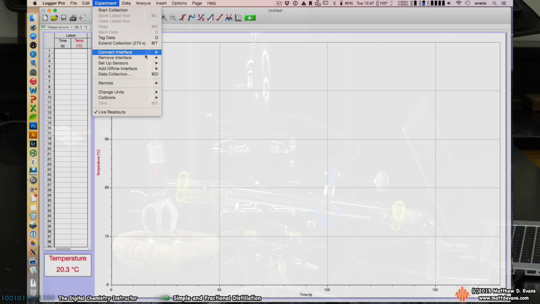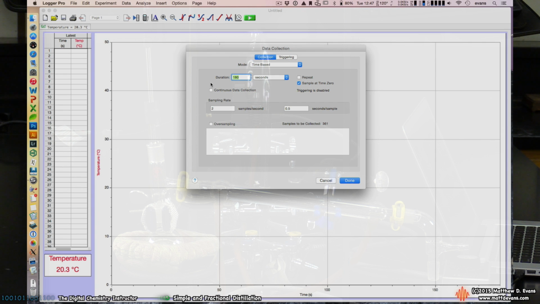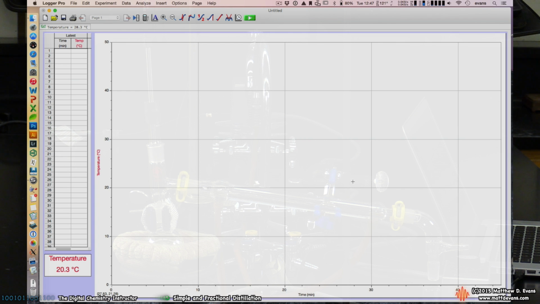So go up to experiment, data collection is what you're looking for. There's going to be a spot where you can choose minutes, and just to be safe, we're going to set this to 30 minutes. Let's change it to 45 minutes just to be safe. Now the number of samples per minute is not critical. Let's change it to 10 samples per minute. I think that should be fine. Okay, this is set up and ready to go.